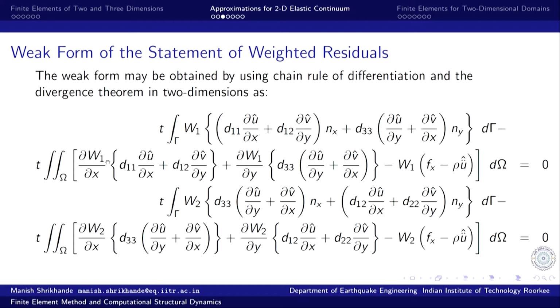weak form. So, the derivative gets transferred to the weighting function, del W 1 by del x, and similarly del W 1 by del y, and so this is one weak form of the domain residual in the x direction, and this is the weak form of the domain residual in the y direction. So, 2 equations, and there are 2 boundary terms in these 2 equations, and looking at these boundary terms we can identify what are the primary variables and secondary variables.